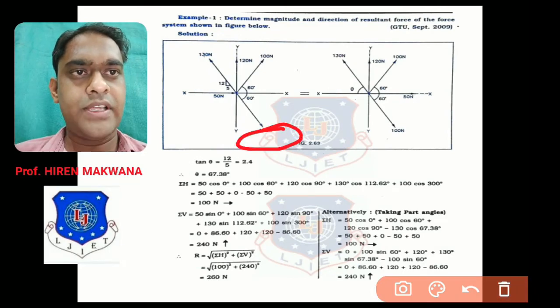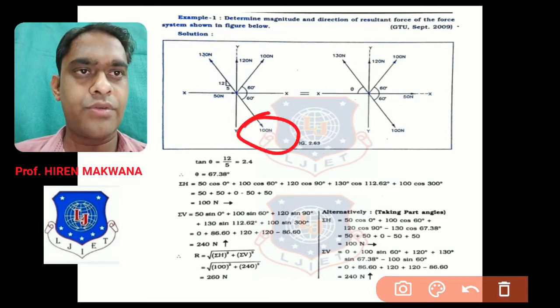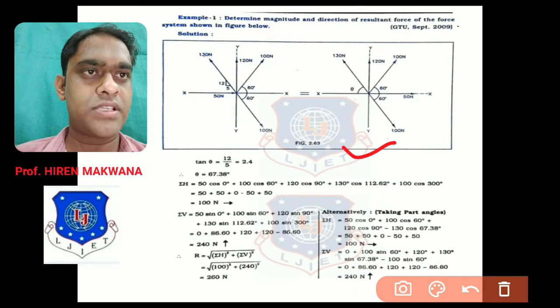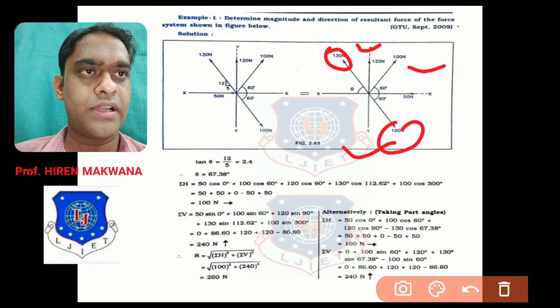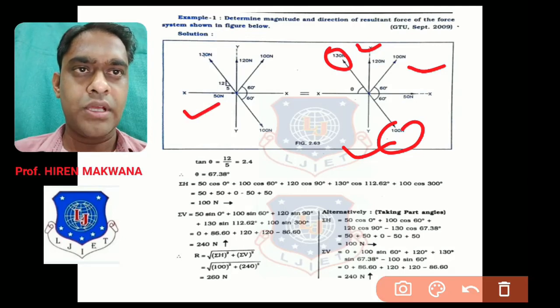The fourth one is 100 Newton force. It is making 60 degree with positive x-axis. So in the case 2, this is the simplified figure. First force, second force, third force, fourth force and respective angles. Sorry, one more force is there. You can see over here, fifth force, 50 Newton. But this 50 Newton is going in the right side x direction, compressive force.